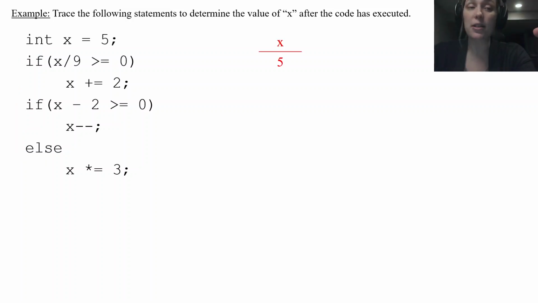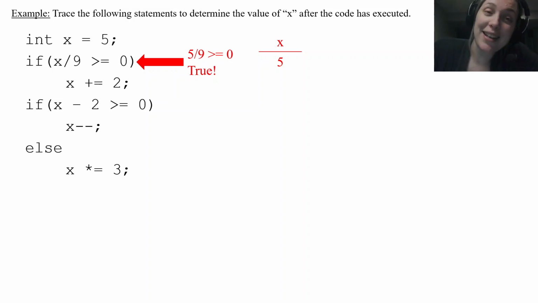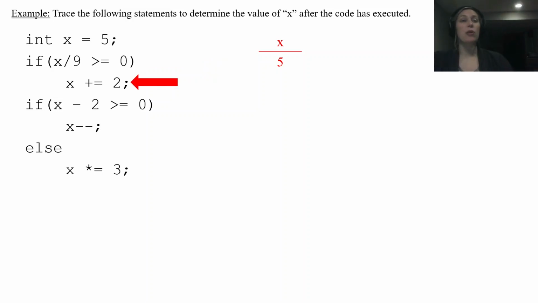So when we have x is 5, we ask this question. Is 5 divided by 9 greater than or equal to 0? That is true. 5 divided by 9 is 0. It's integer division. 5 divided by 9 is 0, which is equal to 0, so it's true. So x gets 2 added to it. So it's true, it happens, it executes.